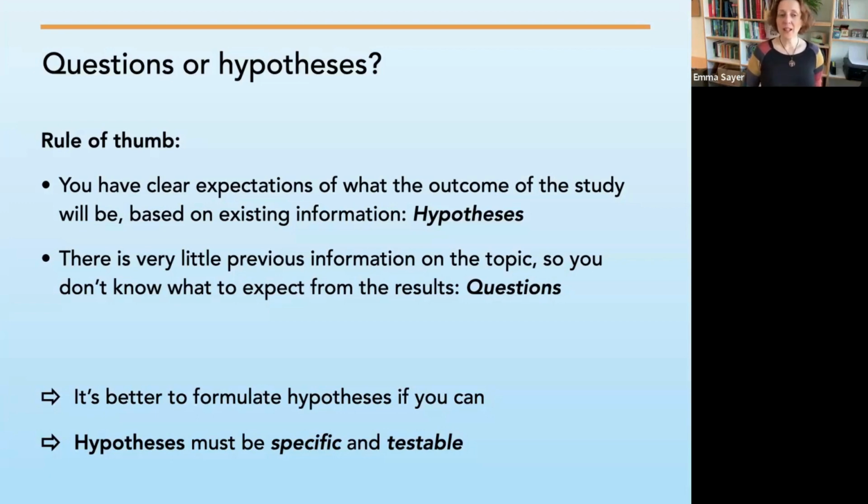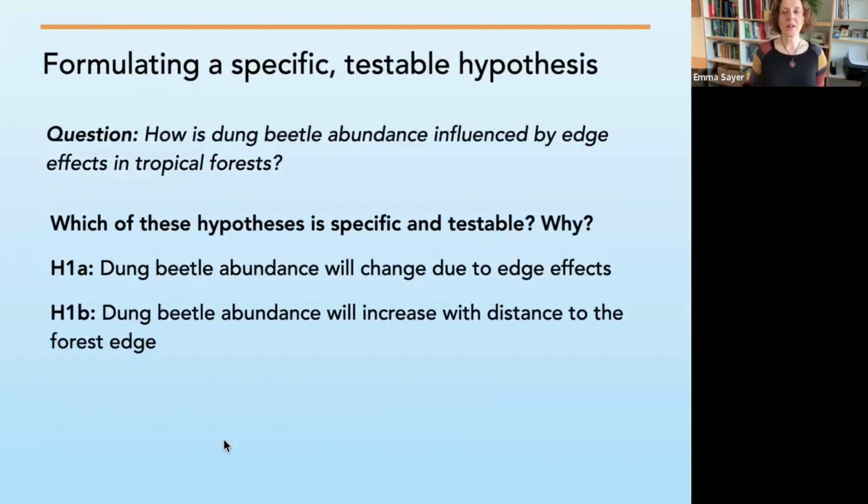What's really important here is that hypotheses need to be specific and they need to be testable. So how do we formulate a specific testable hypothesis? And here's the first question to you. You can vote on this with hands up. My question is, how is dung beetle abundance influenced by edge effects in tropical forests? I've got two options for hypotheses. The first one, hypothesis A, dung beetle abundance will change due to edge effects. And hypothesis B, dung beetle abundance will increase with distance to the forest edge.